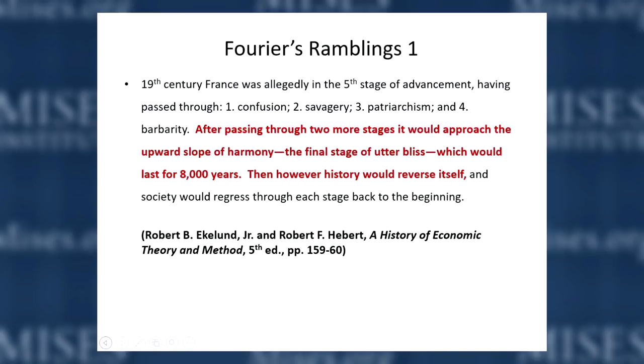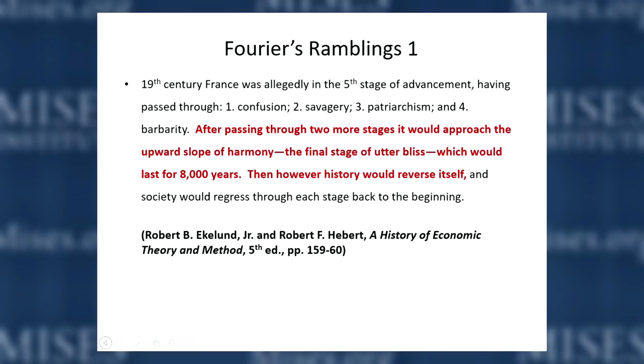Now here's some of his writings, his ramblings. He said that 19th century France was in the fifth stage of advancement. Now, how does he know this stuff? How does he know that the world started with confusion and then went to savagery, patriarchism, barbarity? And then he said, at the point he was writing, after passing through two more stages, it would approach the upward slope of harmony. That's the final stage of utter bliss, and that will last for 8,000 years.